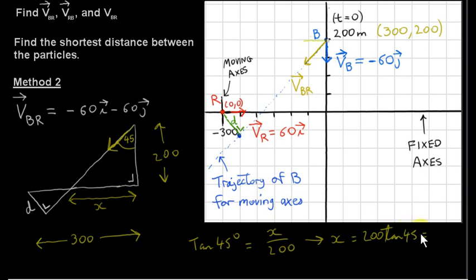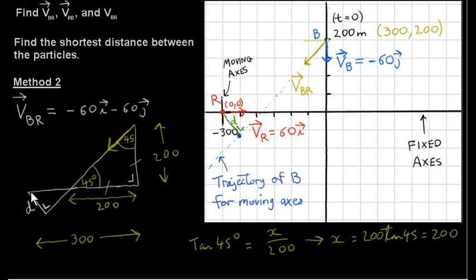Now the tan of 45 is actually 1, so we have 200 times 1, which is 200. Now you might also have got this using the fact that if this angle is 45 degrees, then this angle down here must also be 45 degrees, because the three angles add up to 180. But if two angles are the same, we have an isosceles triangle, which means that these two sides are the same. So if this is 200, this distance x must be 200.